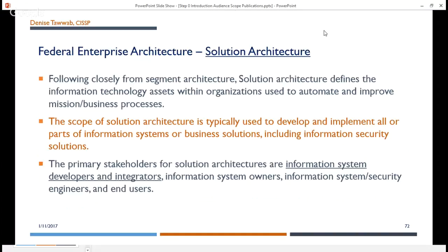Solution architecture, which follows closely from segment architecture, defines the information technology assets within the organization used to automate and improve business processes. The scope of solution architecture is typically used to develop and implement all or parts of information systems or business solutions, including your information security solutions. The primary stakeholders for solution architectures are information security developers and integrators, information systems owners, information system security engineers, and end users.